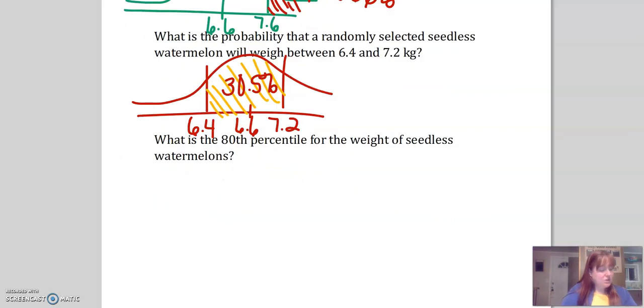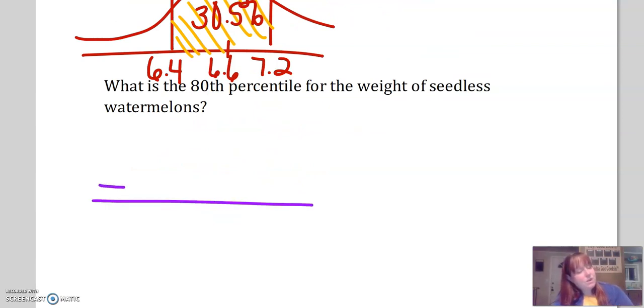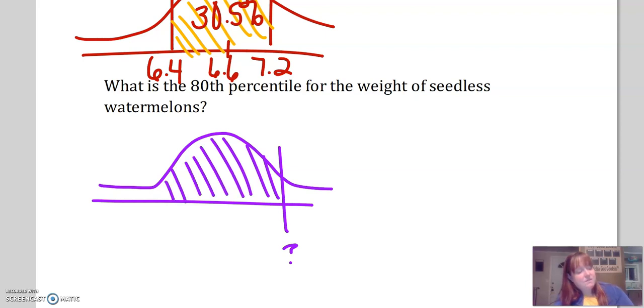All right, here's our new stuff. What is the 80th percentile for the weight of seedless watermelons? So you have this curve. Remember, the 80th percentile means that we have some number here, and 80% of all of our data is below that point. So 80% of our data is down here, and we want to figure out what this number is. Okay, so we're going to use our calculator to figure that out.